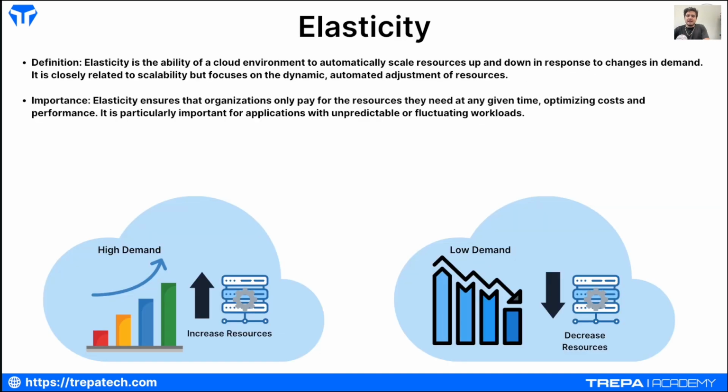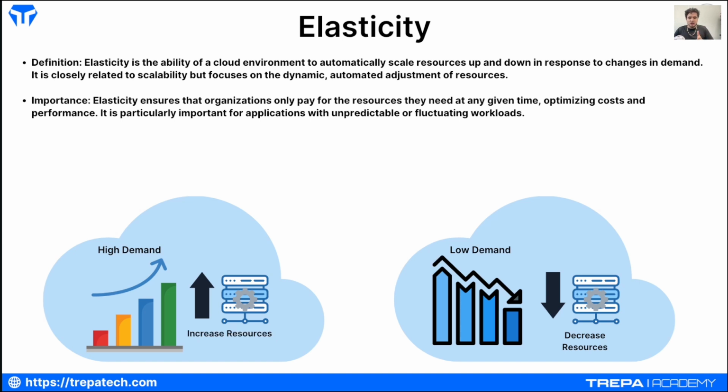So elasticity is the ability of a cloud environment to automatically scale resources up and down in response to changes in demand. So what we're saying here, like you may say, what's the difference between this and scalability? Scalability is just like are we capable of it? Are we capable of scaling up or down? And what kind of scaling do we have? But elasticity is this. It's right off the bat, right?